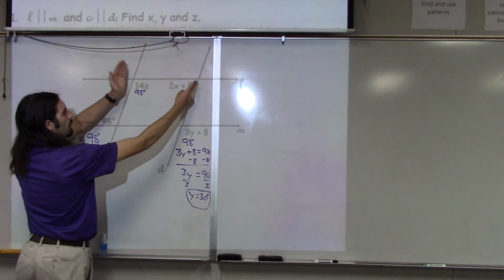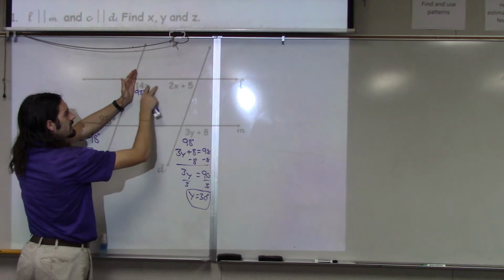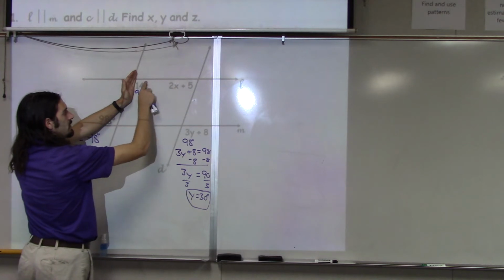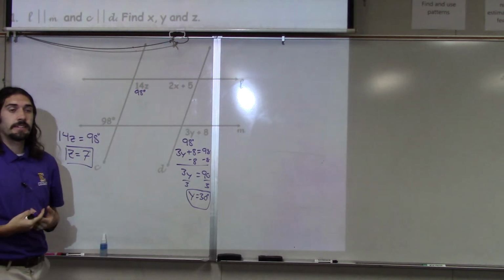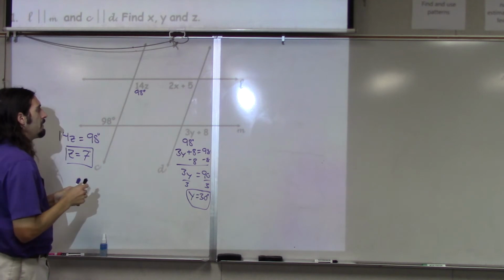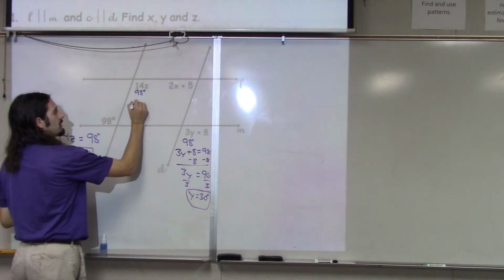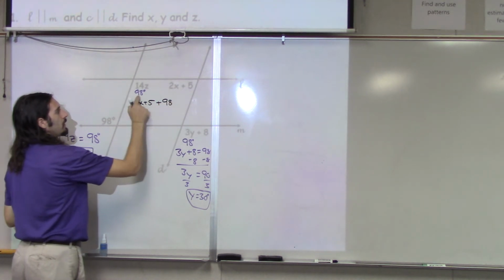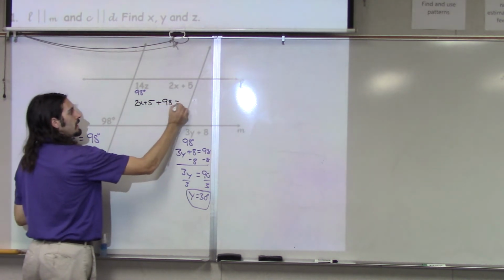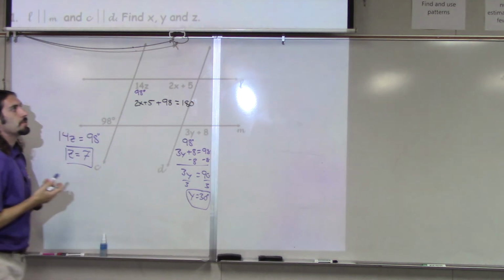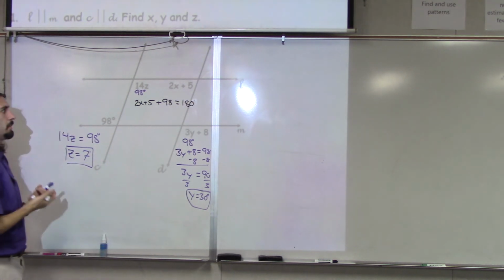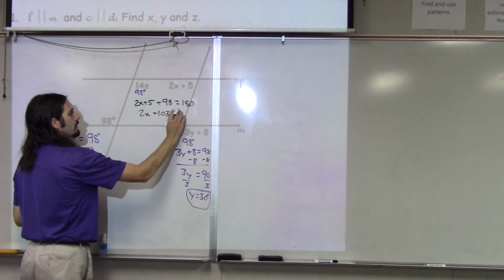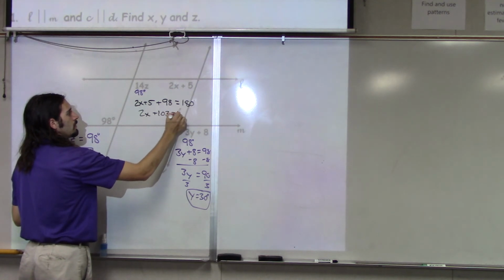Again, if these two are parallel lines, I'm now inside the parallel lines, and I'm on the same side. So whether you say same side interior or consecutive interior, I have the relationship that 2x plus 5 plus 98, because I'm going to go ahead and take the degree measure, must be equal to 180. Those consecutive interior angles are supplementary. So I've got 2x plus 103 equals 180.